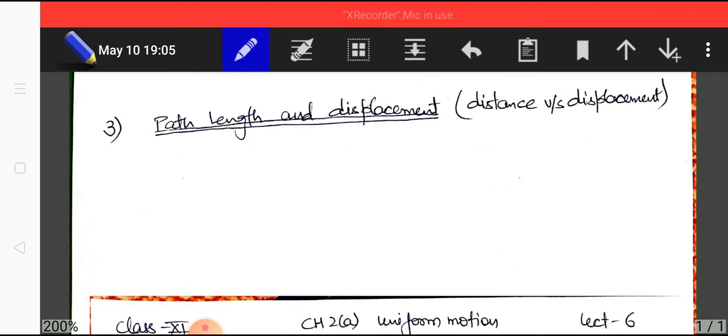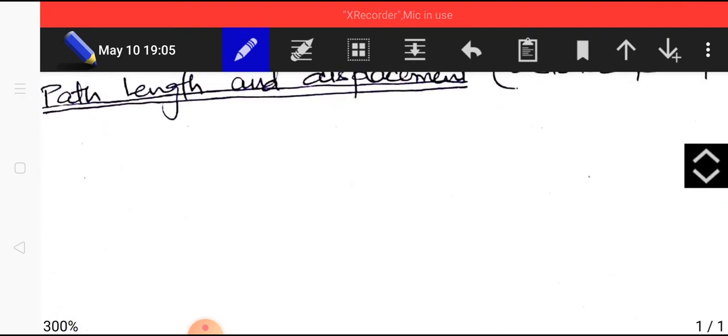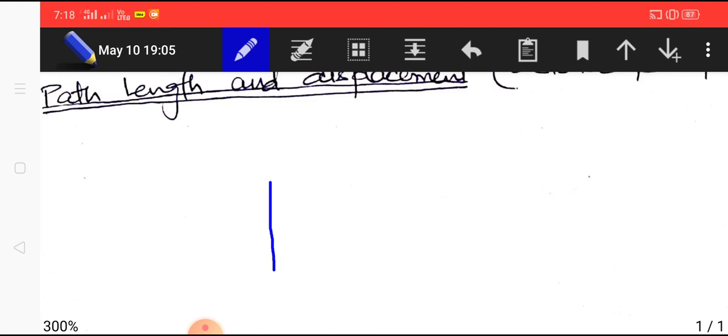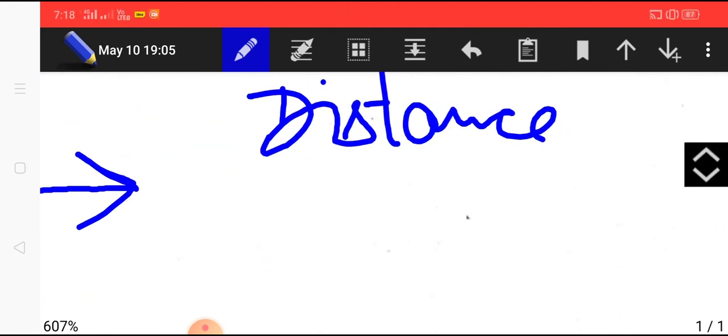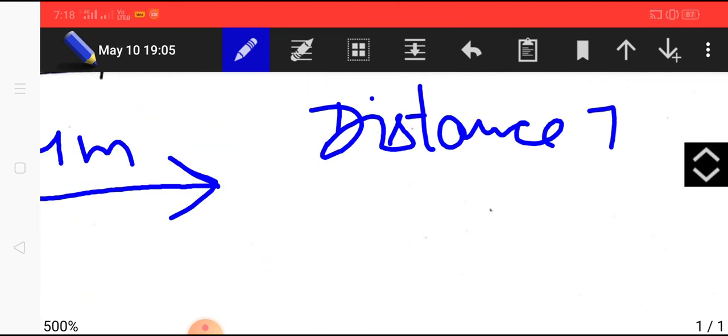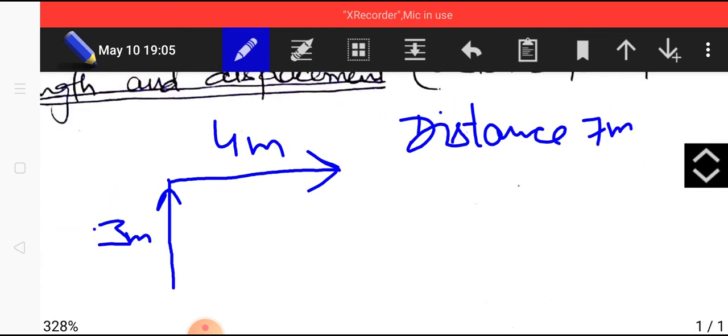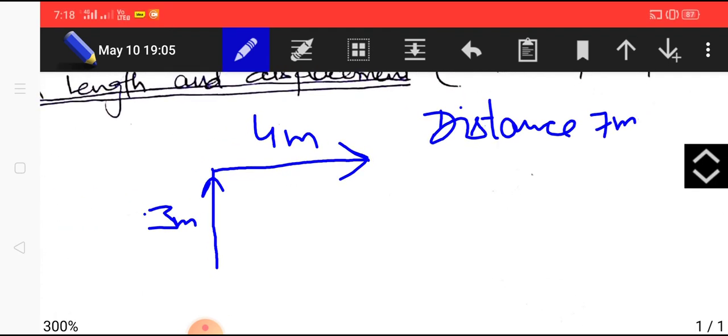Suppose a person or an object starts from point A and moves 3 meter in upward direction, and then that object turns to right and moves 4 meter. So we know that the actual distance covered by the object is going to be 3 plus 4, 7 meter. So that is the distance traveled, or you can say the path length which it actually moved.